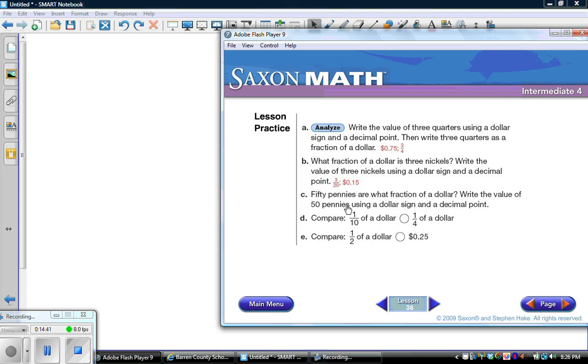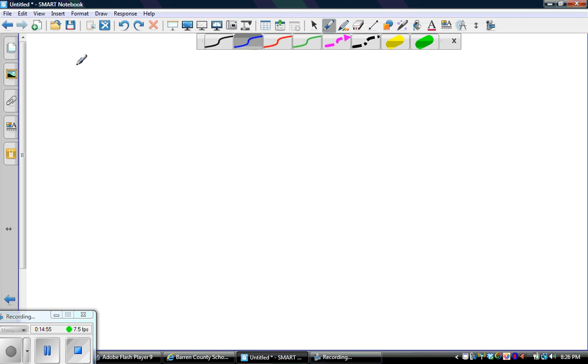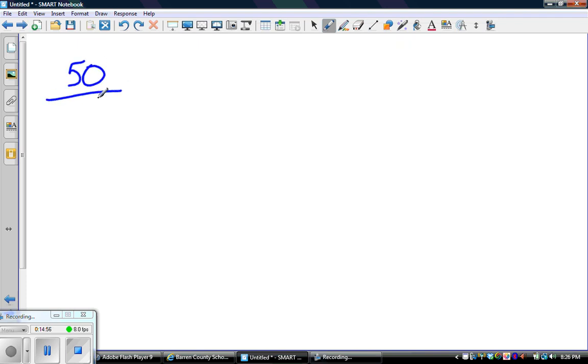Write the value of 50 pennies using a dollar sign and a decimal point. So first we have to do the fraction, and you would think 50 pennies out of 100 would be 50 100ths. You could also mark off some zeros. Let's try that. 50 100ths.